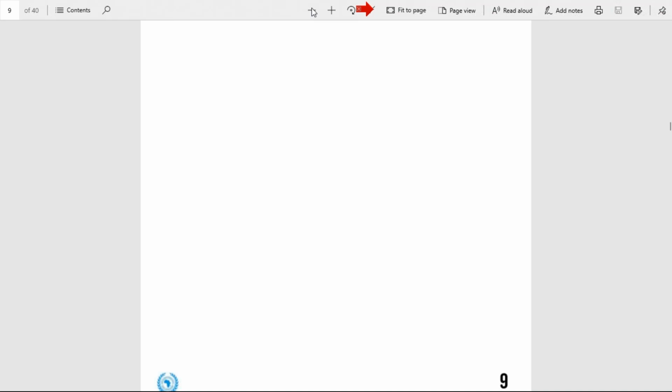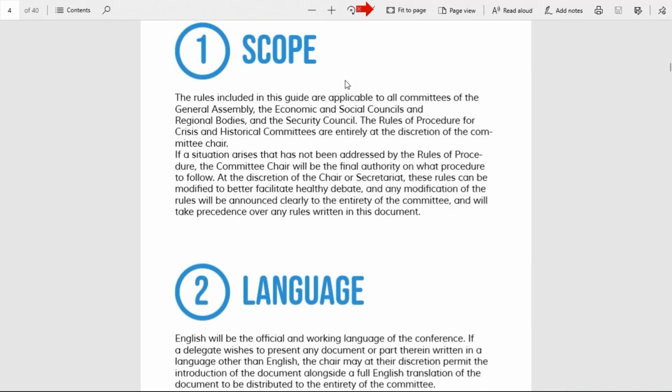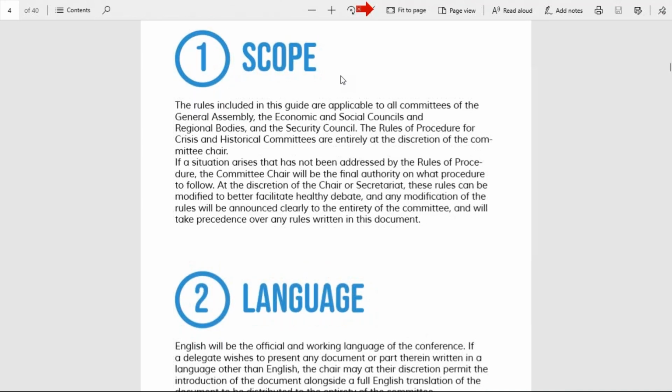So, scope. Let me read it word for word and then I'll explain it. The rules included in this guide are applicable to all committees of the General Assembly. What we're simulating at Saimun is a General Assembly. In order to explain General Assembly, imagine all countries, all 196 of them, in one room.